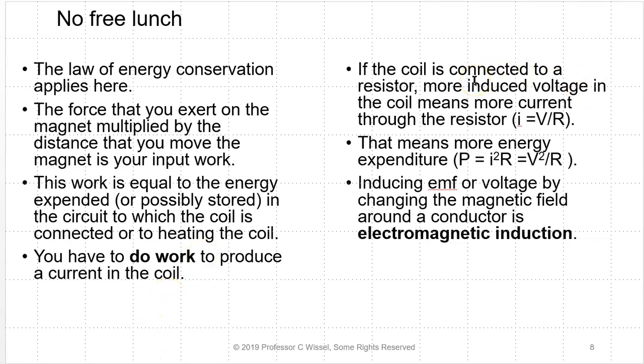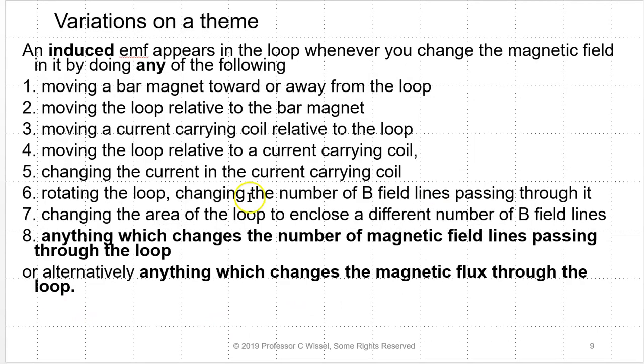If the coil is connected to a resistor, more induced voltage in the coil means more current through the resistor. I equals V over R. This means more energy expenditure. P equals I squared R, or V squared divided by R. Inducing EMF or voltage by changing the magnetic field around a conductor is called electromagnetic induction. So these are all variations on a theme. An induced EMF appears in the loop whenever you change the magnetic field in it by doing any of the following.